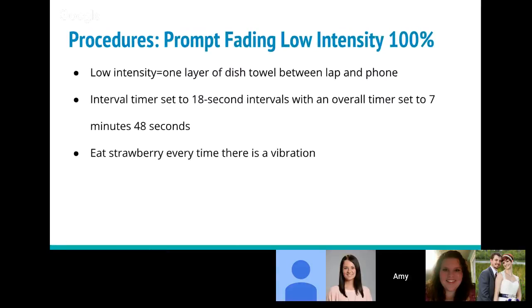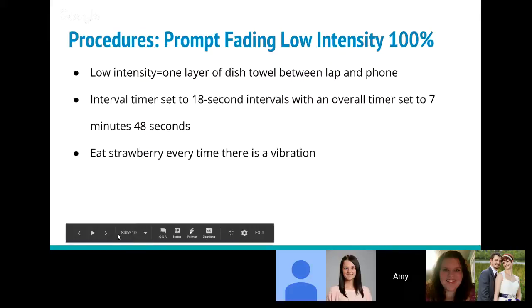For the phase pager fading low intensity 100%, we made it low intensity just by placing a dish towel between our lap and the phone, so that faded the force of the vibration a little bit. In this phase, the interval timer was set to 18-second intervals with an overall timer set to 7 minutes and 48 seconds. So in this phase, you only would eat a strawberry every time you felt the vibration.